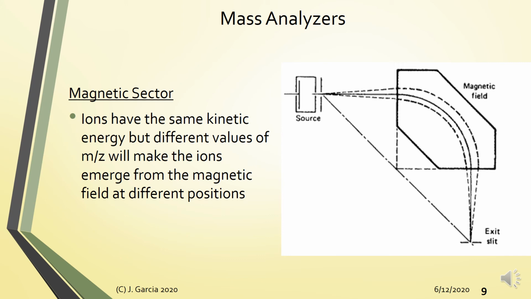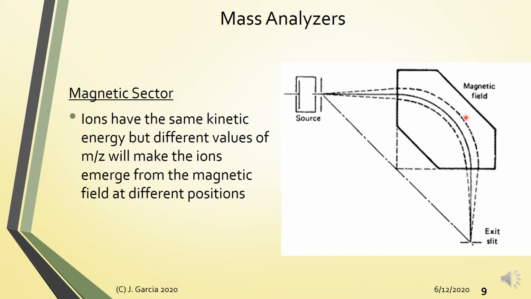There are many kinds of mass analyzers, but for this module, we will be just discussing three of them. The first one is your magnetic sector. After the fragments come out of the ionization source, they will have the same kinetic energy. But when they go through the magnetic sector, the different values of their corresponding mass to charge ratio will make the ions emerge from the magnetic field at different positions. The value of the magnetic field in the magnetic sector is varied gradually, so as to allow only the desired value of mass to charge ratio to exit through the exit slit and go to the detector.